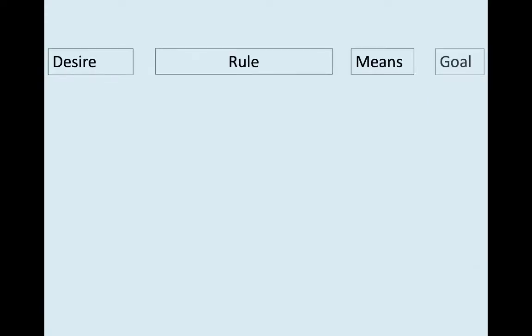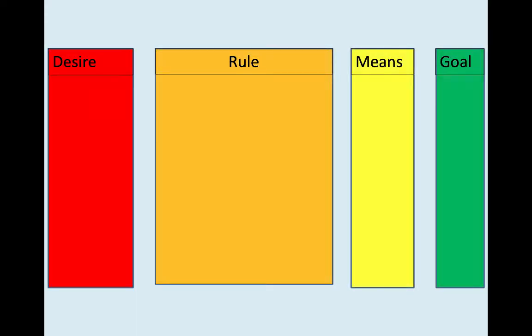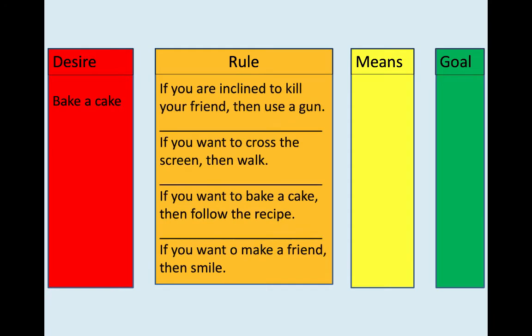Okay, so let's now think of this as kind of a machine. So here we have a desire, bake a cake. Over here we have a bunch of rules that are kind of in your rule box. And when you have a desire to bake a cake, what you do is you sort through the rules to find a relevant rule. So you look at the first one and it says, if you're inclined to kill your friend, then use a gun. You're like, well, that doesn't help me figure out how to bake a cake.